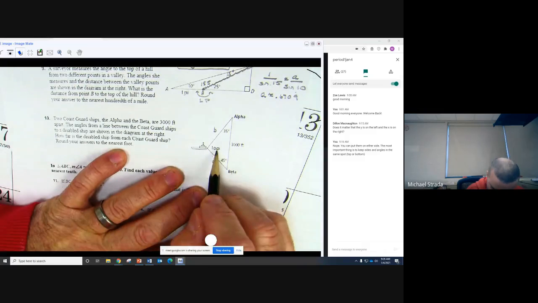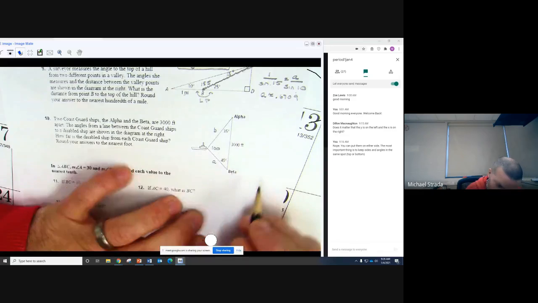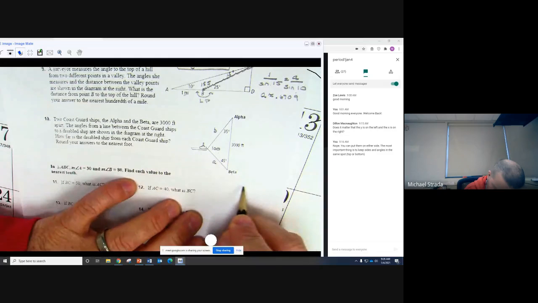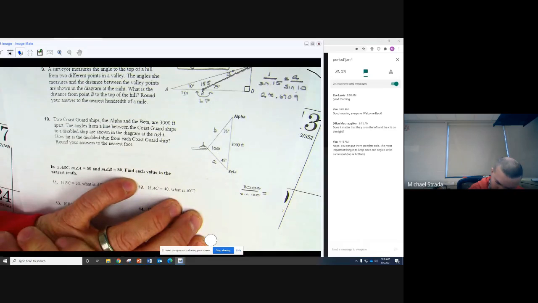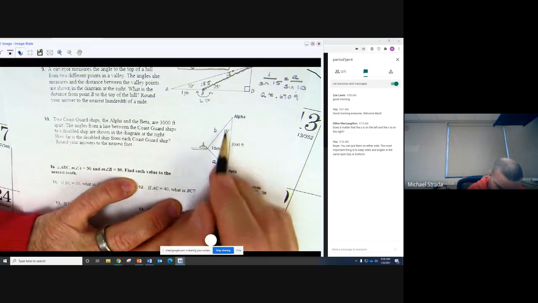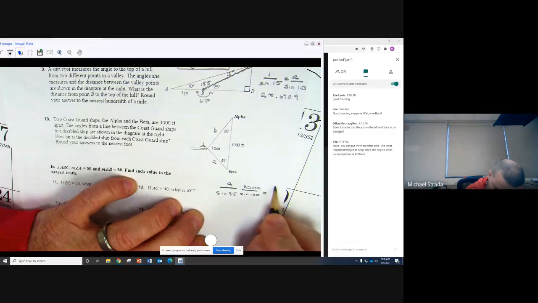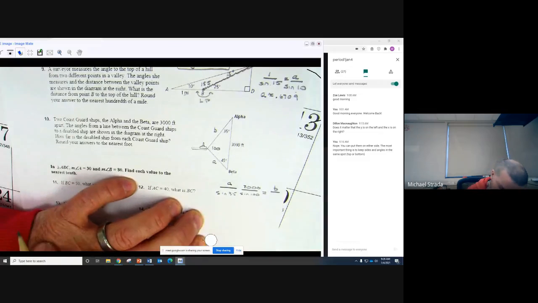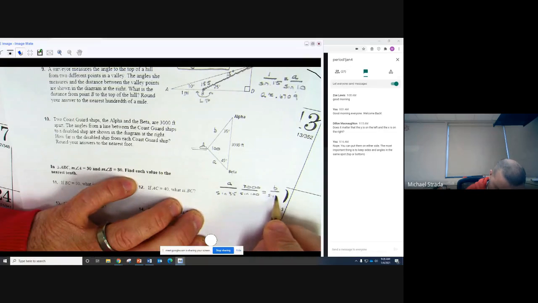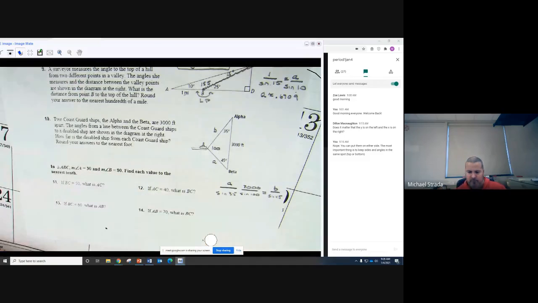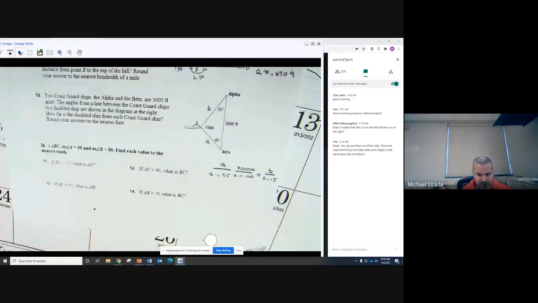All right, since I have both the angle and the side, I'm going to put that in the middle. So 3,000 over sine 100 equals, all right, alpha is 35, so sine 35 over A. And on the other side, it's going to be B over the sine of 45. So that's what I would expect to see when you show your work, that ratio.